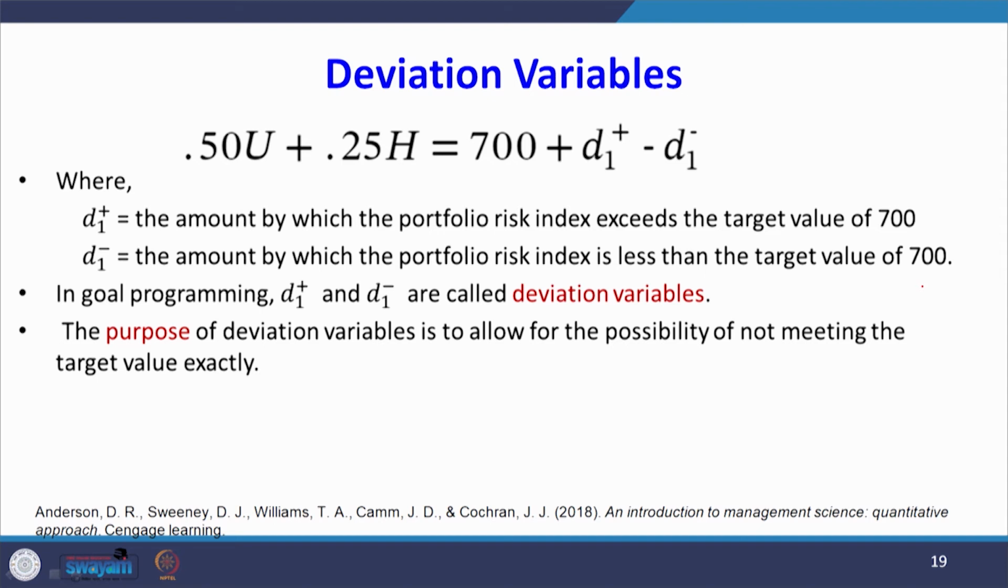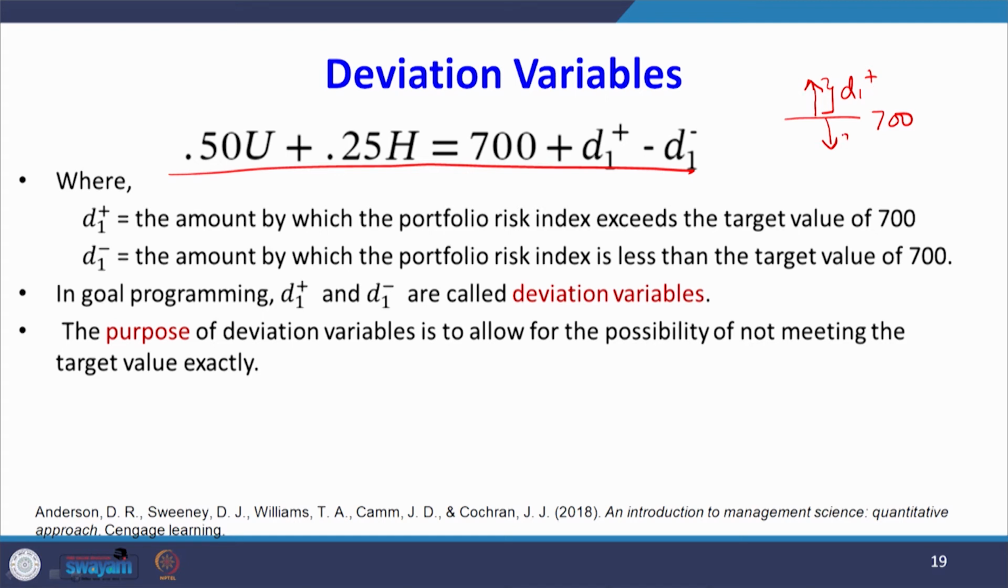Now, I am going to introduce new variables called deviation variables. Look at this equation: 0.5U + 0.25H = 700 + D1+ - D1-. Here D1+ is the amount by which the portfolio risk index exceeds the target value. For example, suppose this is 700, this is the upper side, and this is the lower side. So, this distance I can call D1+. D1+ is the amount by which the portfolio risk index exceeds the target value of 700.